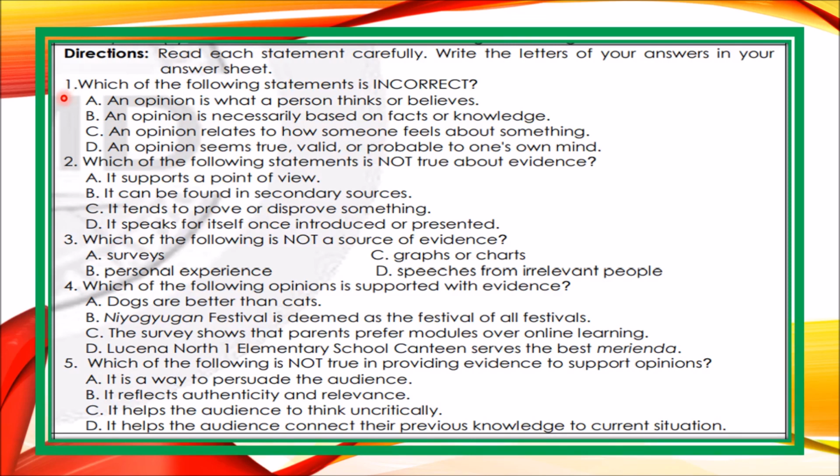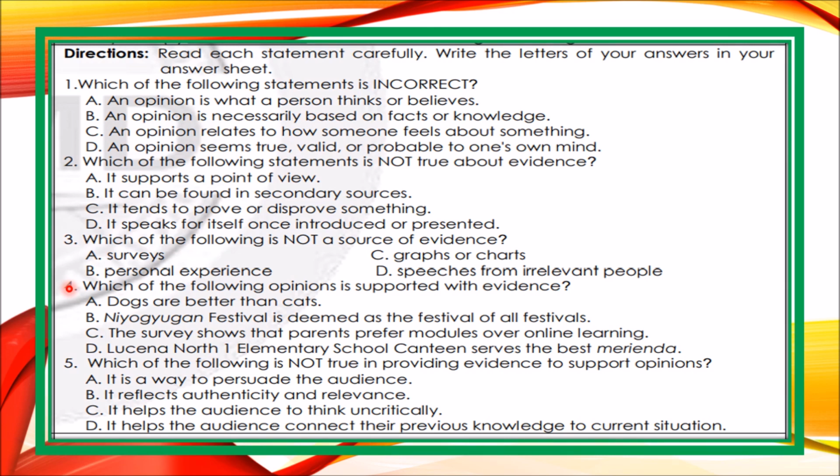Number 2, which of the following statements is not true about evidence? A, it supports a point of view. B, it can be found in secondary sources. C, it tends to prove or disprove something. D, it speaks for itself once introduced or presented. Number 3, which of the following is not a source of evidence? Surveys, personal experience, graphs or charts, speeches from irrelevant people.